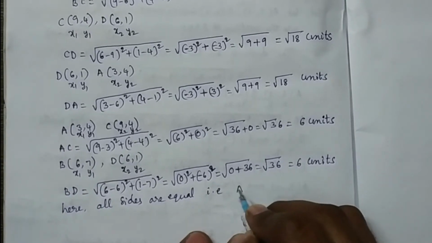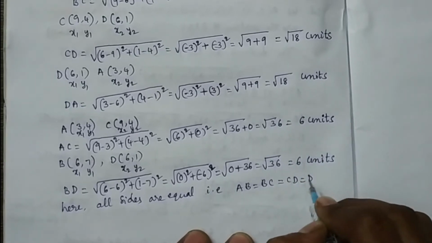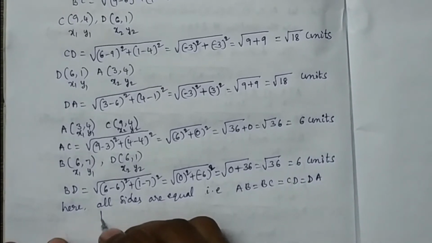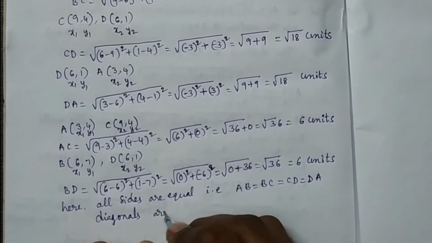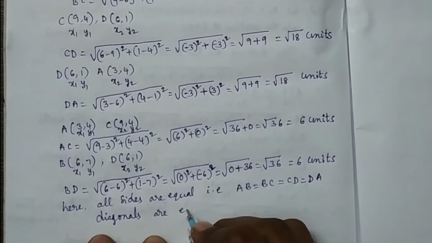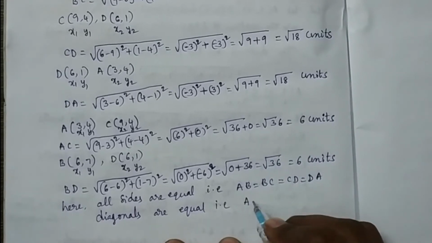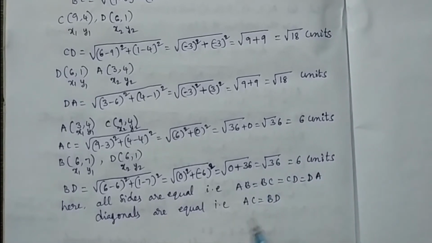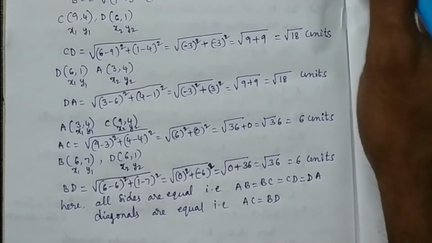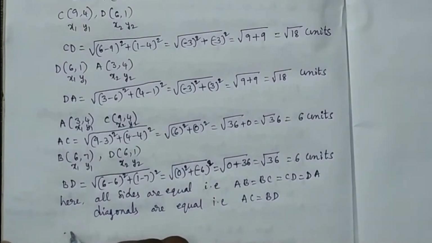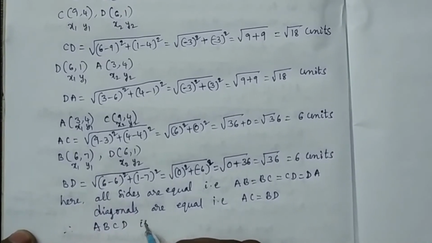i.e. AB is equal to BC is equal to CD is equal to DA, and the diagonals are equal. Diagonals are equal: AC is equal to BD. So here all sides are equal and the diagonals are also equal. So this quadrilateral is a square. Therefore ABCD is a square.